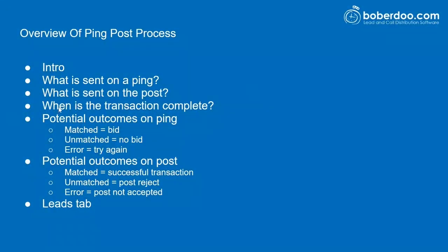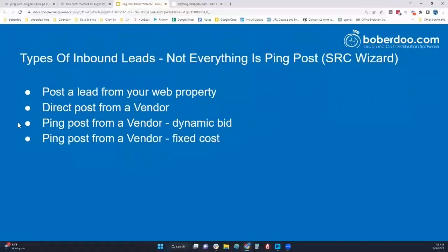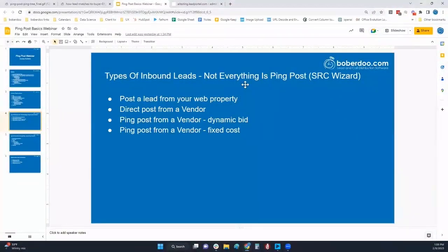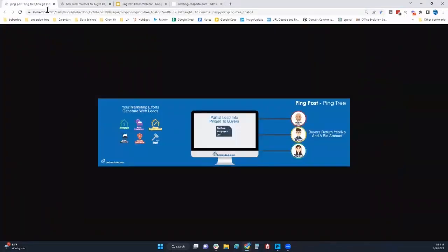So that leads into the next part, which is, when is that transaction complete? When is the ping post process complete? If we get out of the slideshow here and jump into some of these infographics: a vendor pings that partial non-contact information to your Boberdoo system. You in turn then evaluate that ping. Does it match any partners in the system that are active, have available funds, and a matching filter set?